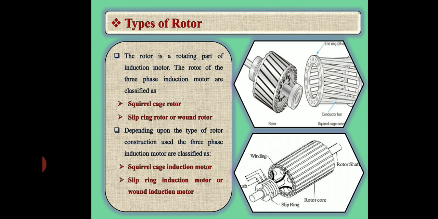Next, the types of rotor. The rotors of three-phase induction motor are classified as squirrel cage rotor and slip ring rotor or wound rotor. Depending upon the type of rotor construction used, the three-phase induction motors are classified as squirrel cage induction motor, and slip ring induction motor or wound induction motor. In the figure, we can see the basic diagram of squirrel cage type and slip ring type rotor.